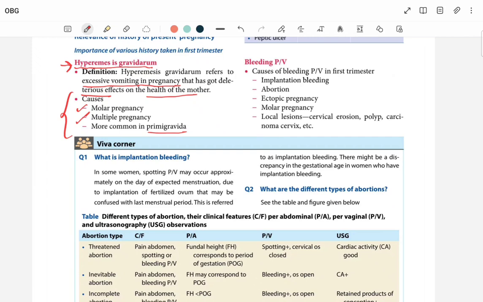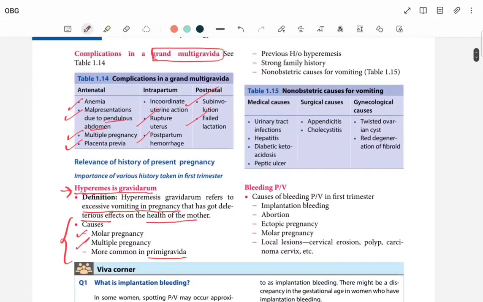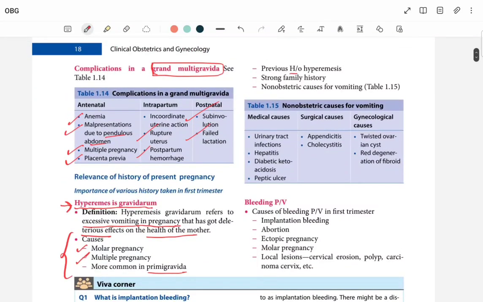So hyperemesis gravidarum, guys, is defined as excessive vomiting in pregnancy, along with deleterious effects on the health of the mother. So the three major causes are molar pregnancy, multiple pregnancy, and it is more common in primigravida. Now next, any previous history of hyperemesis, strong family history, non-obstetric causes for vomiting.